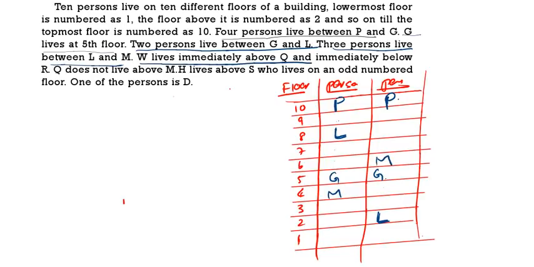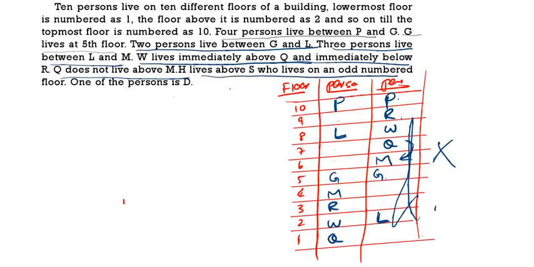Then W lives immediately above Q and immediately below R. Then Q does not live above M. Here Q has come above M. So this one is wrong. The second one is wrong. Then H lives above S and S is on the odd number. H is living above S. Now followed by one person, and one of the person is D. So D will come in the 6th floor.